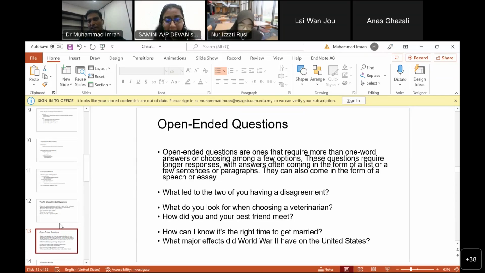What led to the two of you having a disagreement? What do you look for when choosing a veterinarian? How did you and your best friend meet? Maybe you give me, okay, I met her, I know her, that many open-ended. How can I know it's the right time to get married? The last one, suppose: what major effects did World War II have on the United States? You can give an answer maybe even in a paragraph like that. It's an open statement because it's not closed. We do not give you only two options. Got it clear?